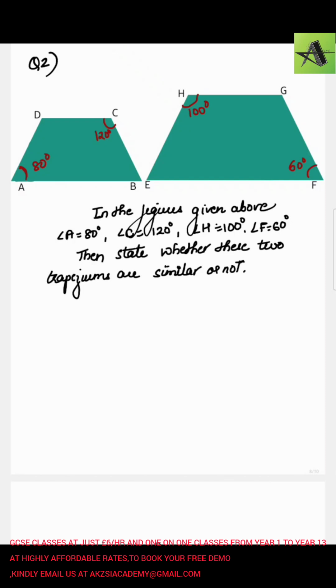That means we know that opposite sides are parallel. So this side and this side are parallel, and this one is a transversal. In this case, this angle and this angle form interior angles, which means clearly they add up to 180 degrees. So I can say angle A plus angle D equals 180 degrees. This is the property of trapezium, which gives me angle D as 180 minus 80, equals 100 degrees.